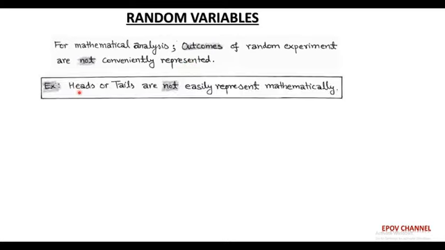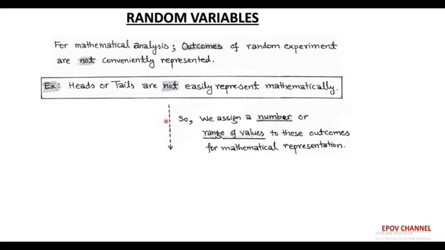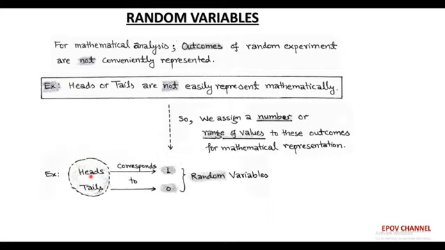For example, random experiments such as tossing a coin. Here, heads or tails are not represented mathematically, but we have to analyze these random experiments which we are facing in our communication system. So we assign a number, or we can say a range of values, to the outcomes of these types of random experiments. For example, in tossing a coin, outcome head is assigned a value 1 and outcome tail is assigned a value 0.